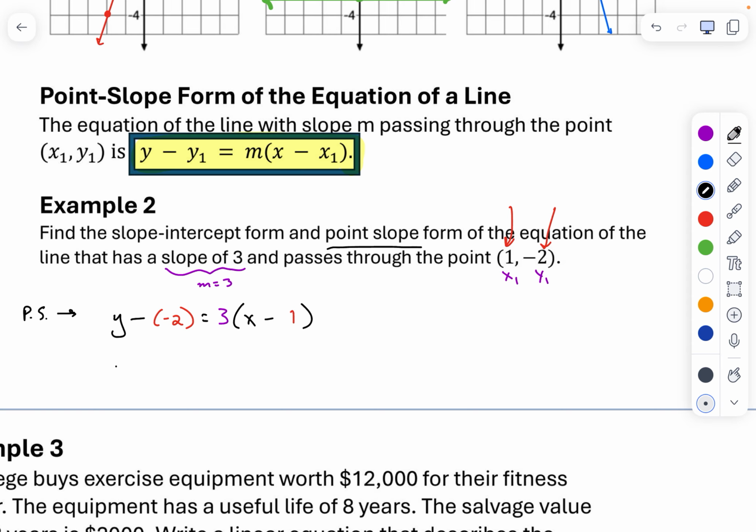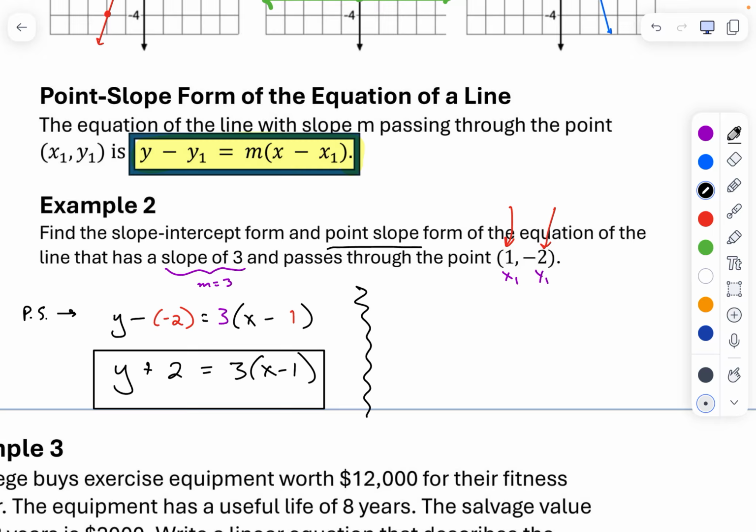Last thing we need to do is clean this up. And when I say clean it up, I mean that we want to get rid of the double signs. We don't want to leave that written as y minus negative 2. We would clean that up to say y plus 2 equals 3 times the quantity x minus 1. Now, oftentimes students will say, yeah, but don't I have to distribute the 3? If we start doing that, it's going to start to look like slope-intercept form fairly quickly, which just so happens is the next thing we want to do.